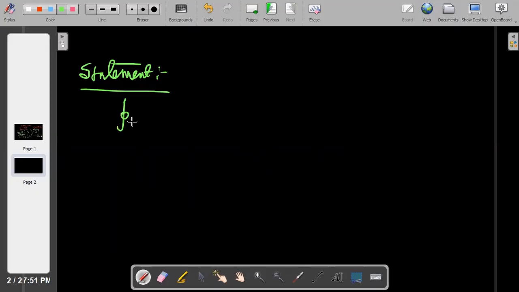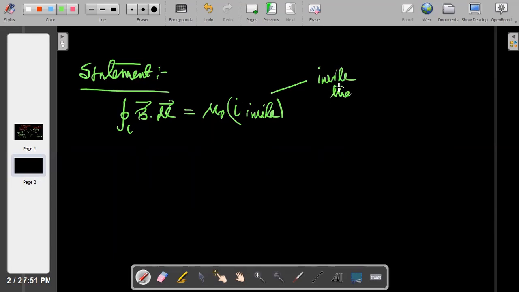So all we are doing is a line integral. So it will be B dot dl. Both are vectors. So it will be mu naught into I inside. Like in Gauss's law, Q should be inside, right? So I should be inside the loop, inside the Ampere's loop. Please remember, this I should be inside the Ampere's loop.